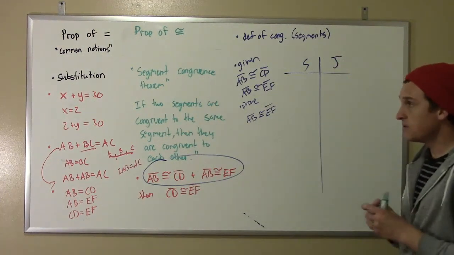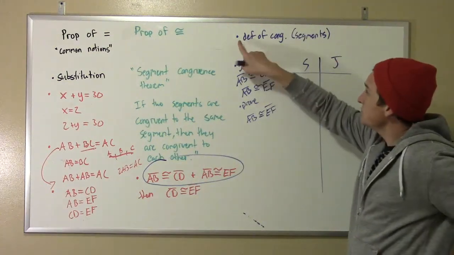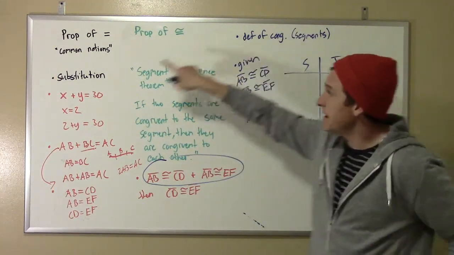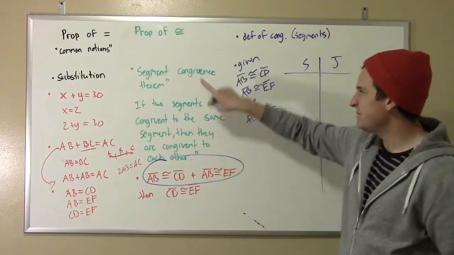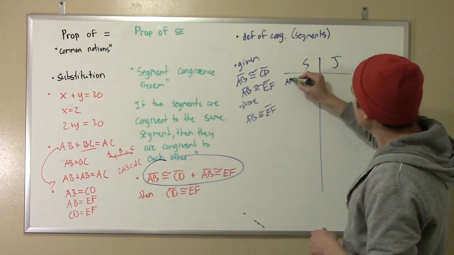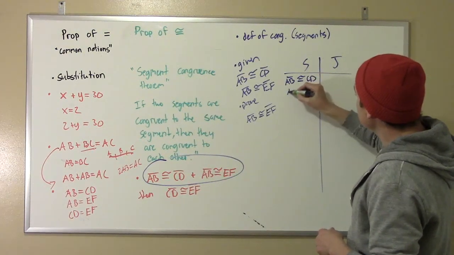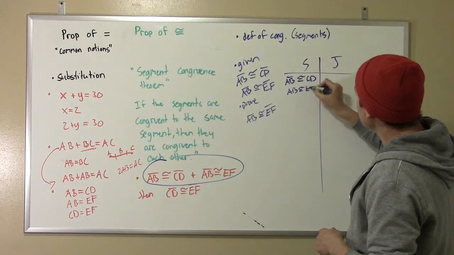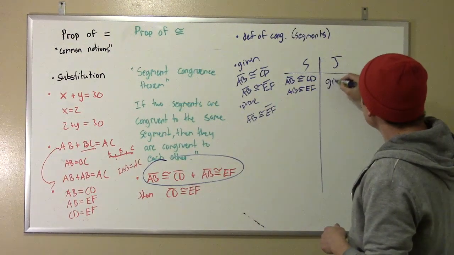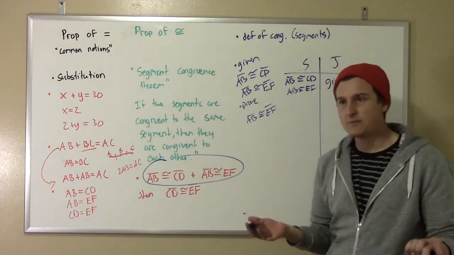Okay? And I think we can do this by using the substitution property of equality. We just have to use the definition of congruence and combine that with this property of equality to be able to get this theorem here. Okay? So let's start with the first statement. AB is congruent to CD and AB is congruent to EF. Given.